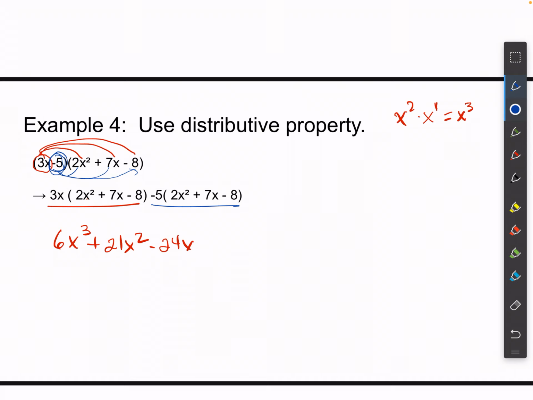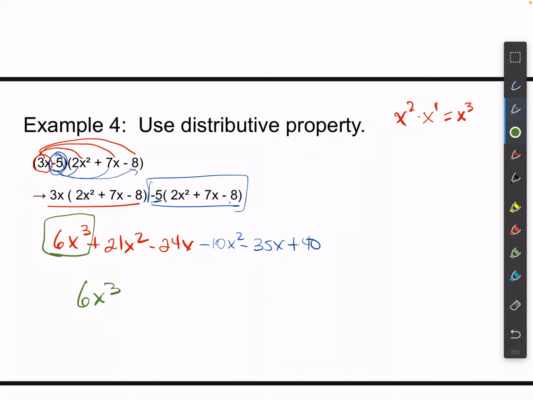Now let's turn to blue for this guy. Okay, so we have negative 10x squared minus 35x plus 40. Remember that negative is being distributed to every piece, so negative times a negative is a positive. Okay, now we can combine our like terms. So let's do that here. Final answer in green. We have only one that's dealing with x to the third. So we have 6x to the third.